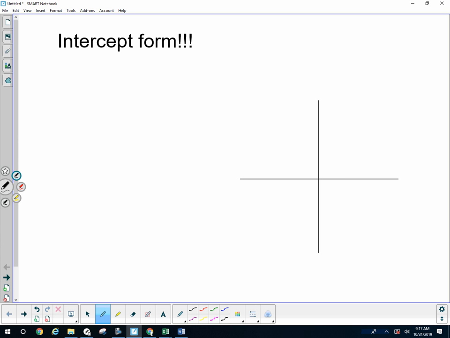So this is the last lesson of this week. And all we are doing today is going to prepare for this quiz on intercept form. And how we introduce intercept form is first understanding if I have something like this as an equation.